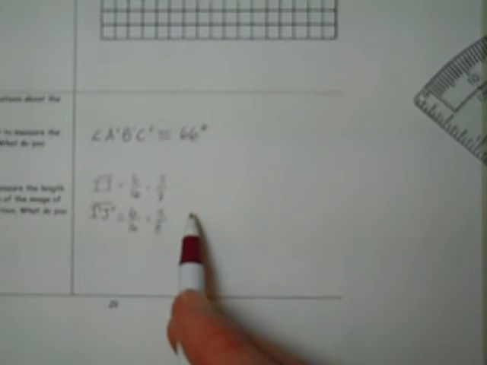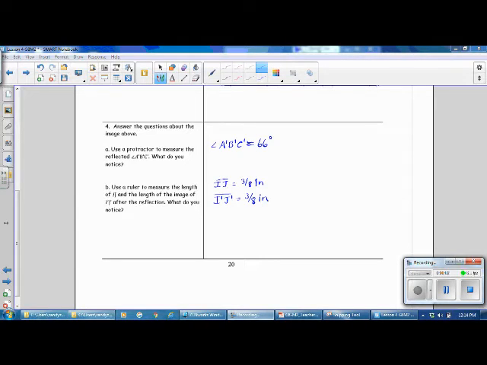Well, I noticed that the segment length is the same as the original segment length, and for the angles measured with the protractor, I noticed that the angle measure is the same. So the angle measures are the same, and the segment lengths are the same.